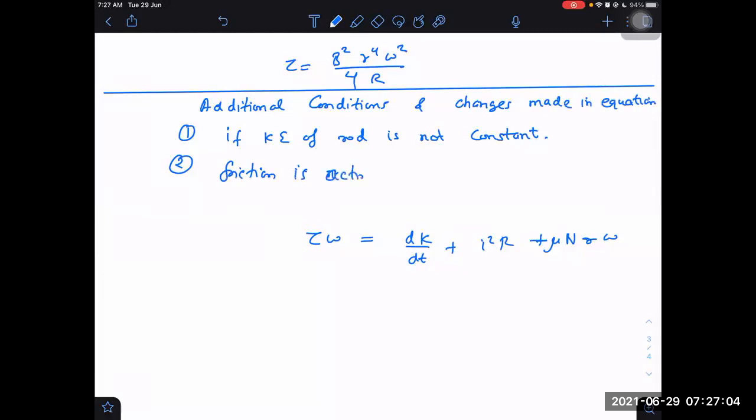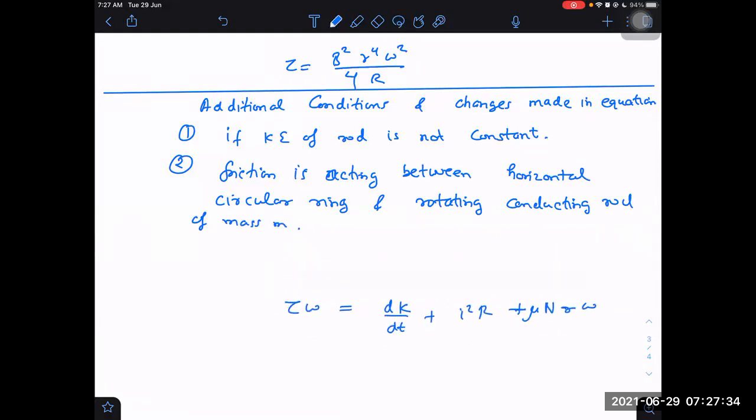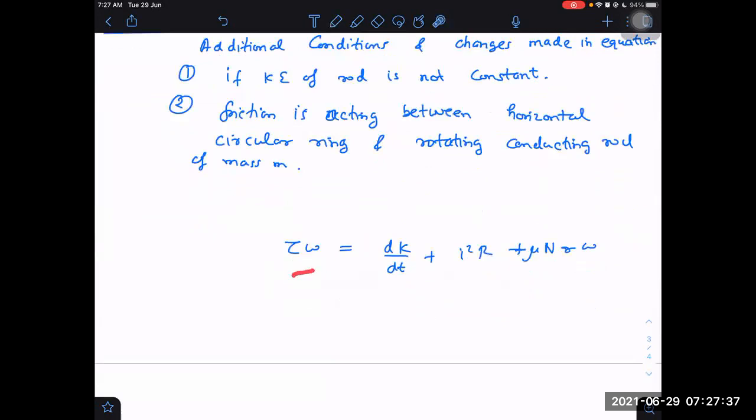Friction is acting between the horizontal circular ring and the rotating conducting rod of mass m. That is also the condition. Then this will be the equation of energy conservation per unit time. It is not energy conservation, it is energy conservation per unit time, power conservation.